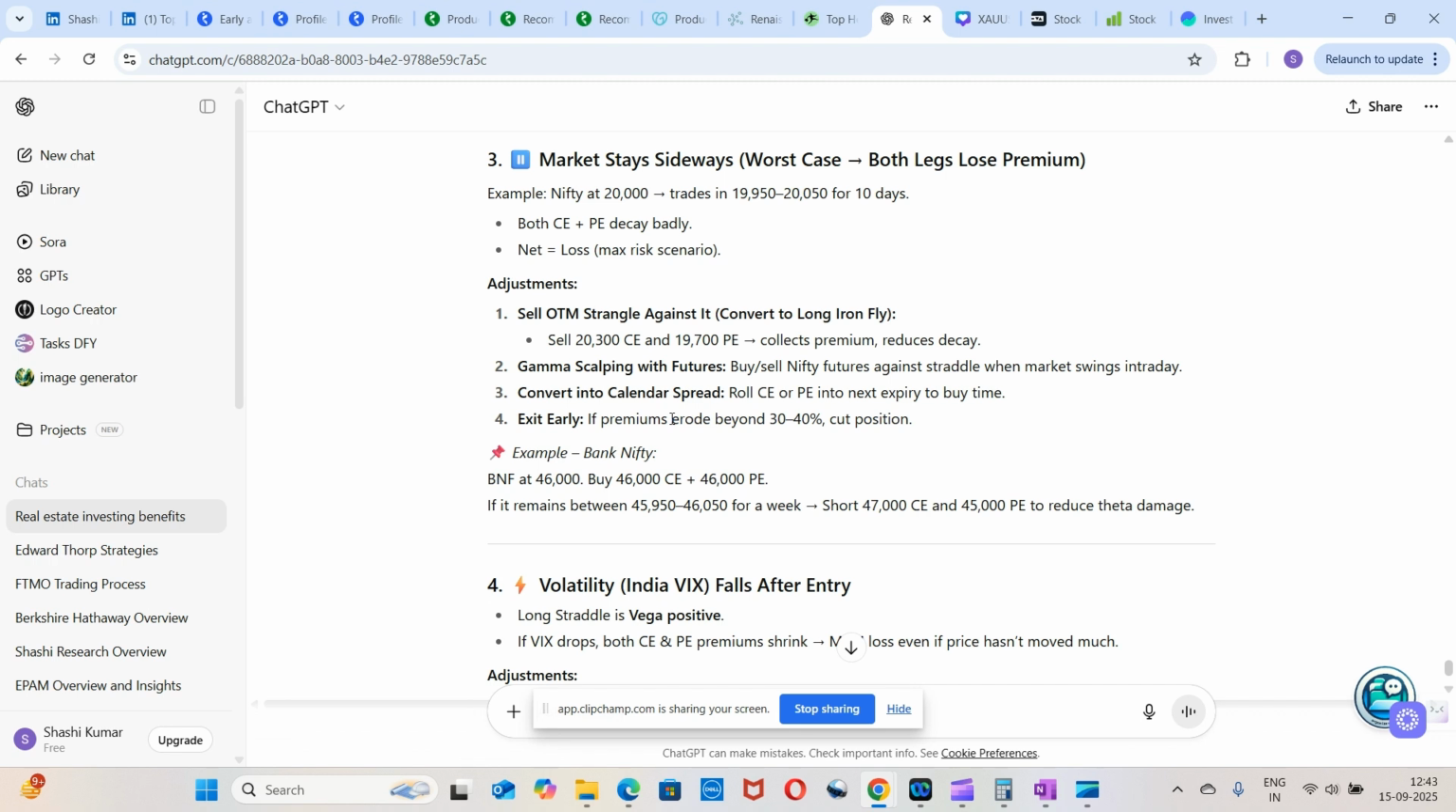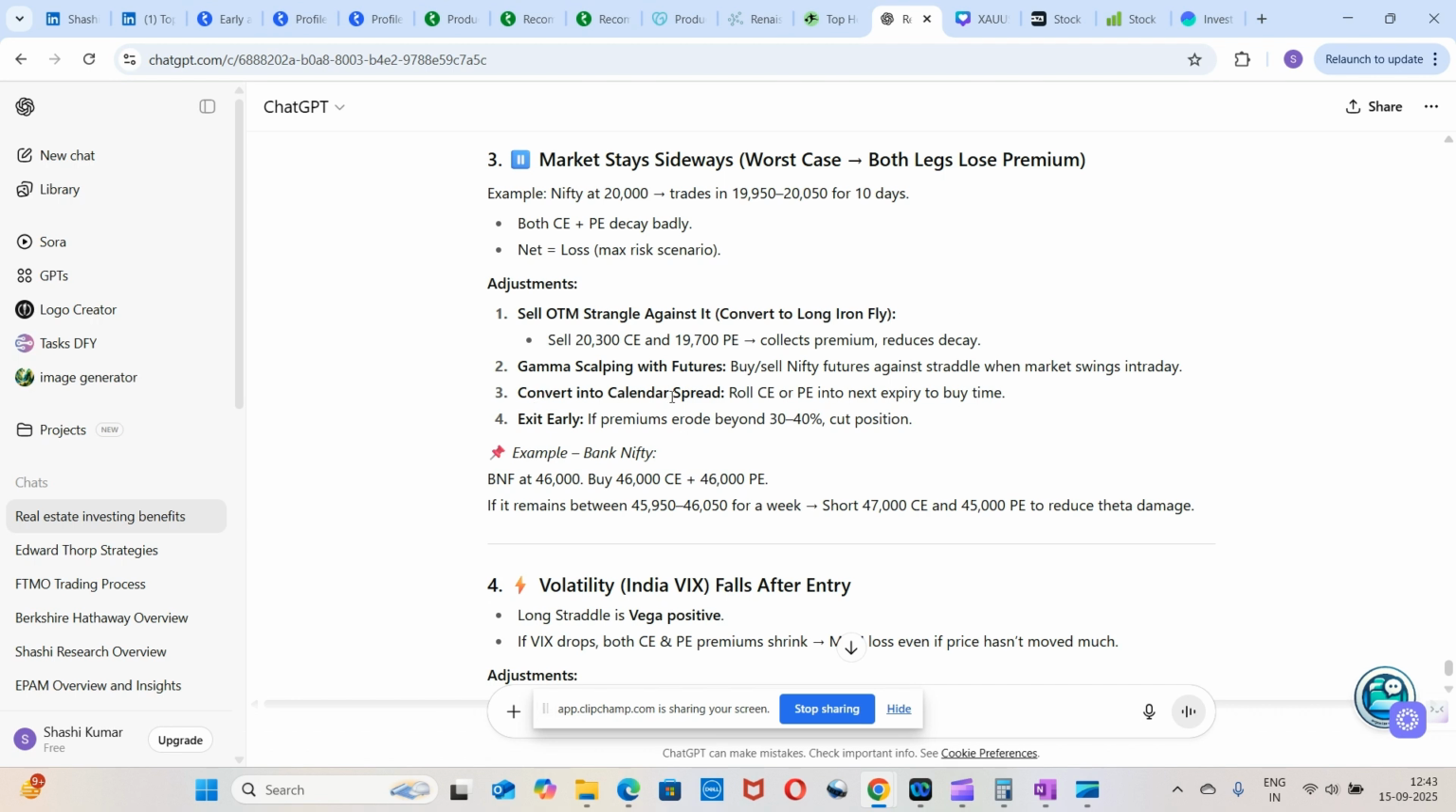You can sell an OTM strangle and convert into a long iron fly, or you could do gamma scalping with futures. So buy and sell Nifty futures against the straddle when the market swings intraday. So you do scalping and cover the losses here. Okay, and you do it in the futures market.